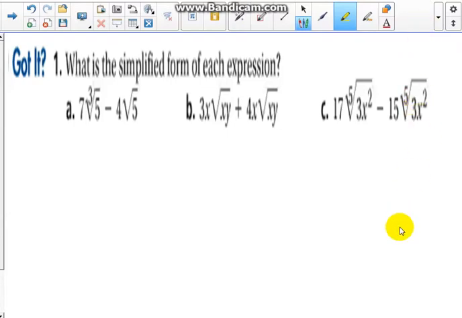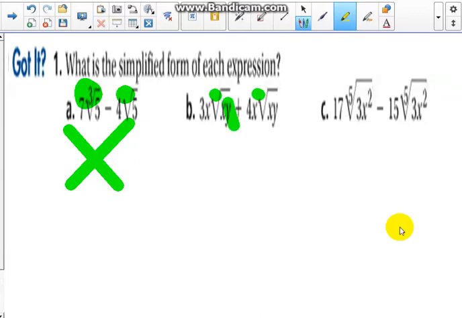Okay, so let's look at these. On the first one, we don't have the same index. For A, we've got a 3 and a square, so they're not the same. You cannot simplify this one. For the next one, they're both a square, and they both have the same radicand, so they're like radicals. So we can combine these.